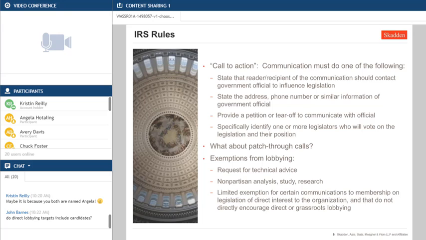And the IRS regs actually have an interesting example in the 4911 regs that maybe you've seen, or maybe your tax folks have seen, where it doesn't really include a classic call to action. It just talks about, yeah, we have this position, and here's this legislator who is taking the opposite position, period. The IRS said that's still grassroots.